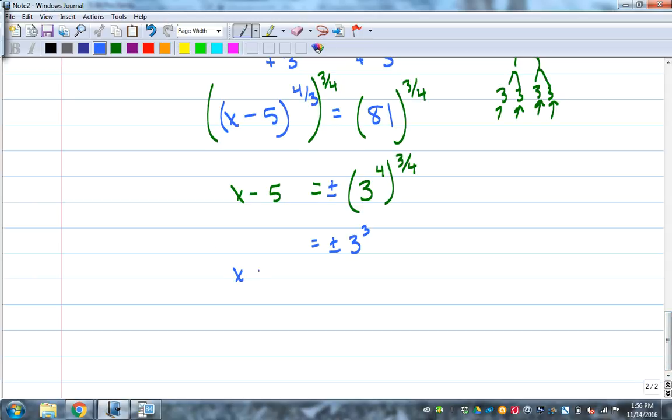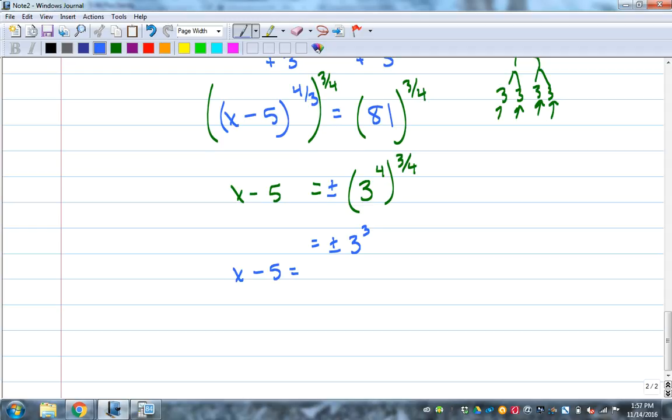No. No. It's going to be plus or minus 3 to the 3rd. I thought it was 3 to the 4th. It's 3 to the 4th to the 3/4. The 3/4 power is here. 81 becomes 3 to the 4th. These multiply together to give you 3 to the 3rd.